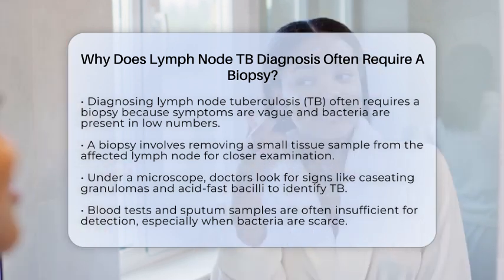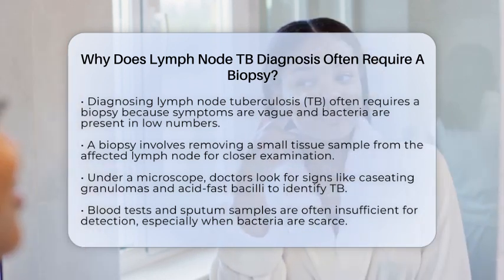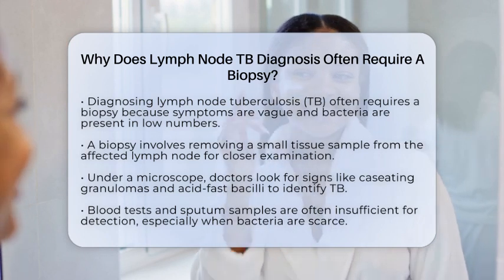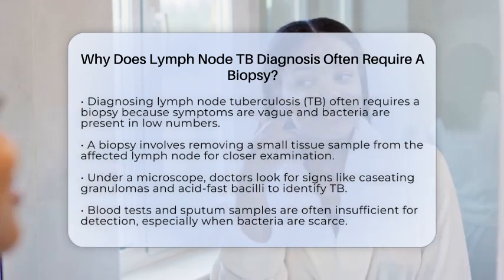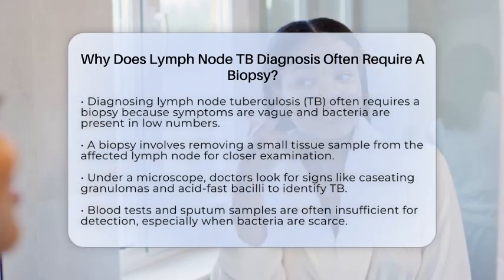Lymph node tuberculosis, also called tuberculous lymphadenitis, is a form of tuberculosis that affects the lymph nodes, which are part of your immune system. And like lung tuberculosis, it can be tricky to identify because the symptoms are often vague and the bacteria are present in very low numbers.